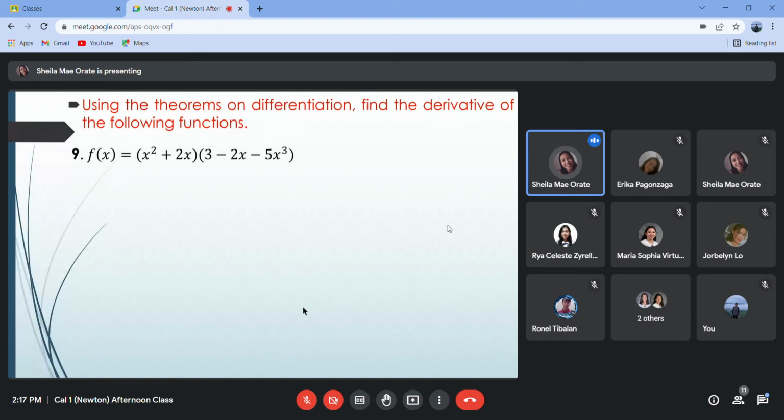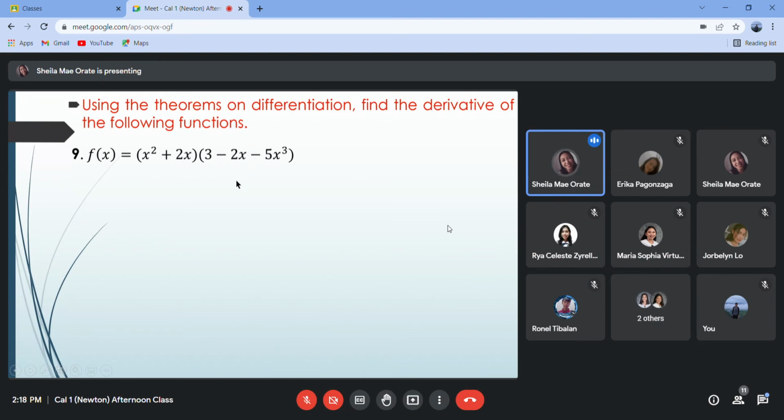Okay, how about this one? Here is the function. What is the derivative of our function here? x squared plus 2x times 3 minus 2x minus 5x cubed. Remember what I said earlier, when multiplying polynomial functions, we can simplify first. There are no rational exponents or fractions in the exponents, so we can simplify it by multiplying out. After simplifying, the rule we will use is the sum and difference rule.